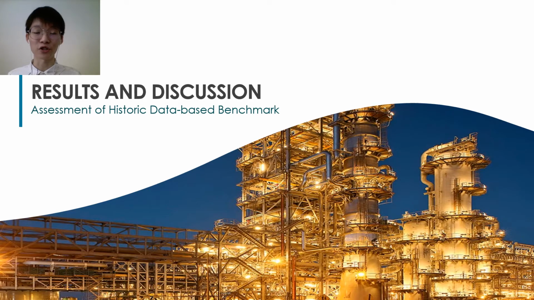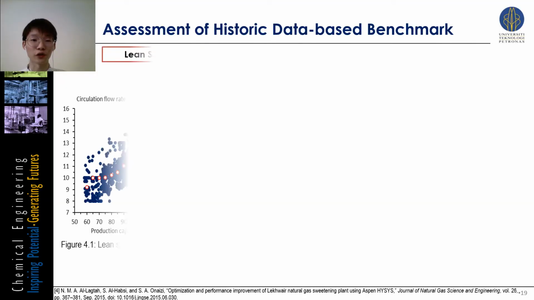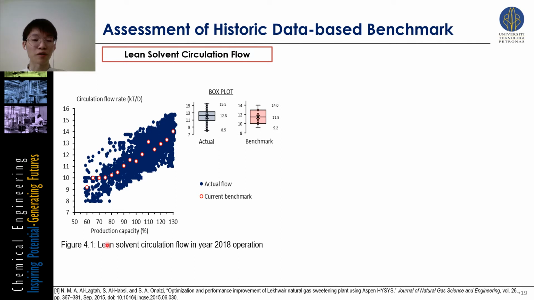Without further ado, let us move into the first part of the result and discussion, assessment of history data-based benchmark. Firstly, let us look into the lean solvent circulation flow. So here I present you the graph of the lean solvent circulation flow in year 2018 operation of company A. The dark blue represents the current actual flow, whereas the white dots here represent the current benchmark.